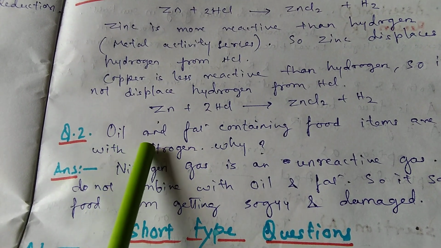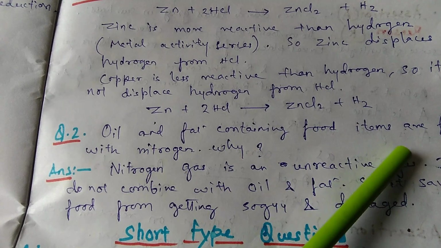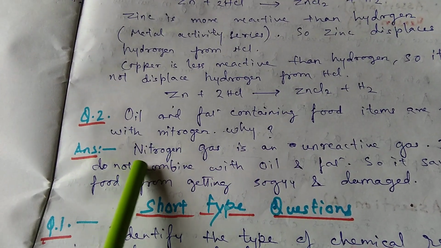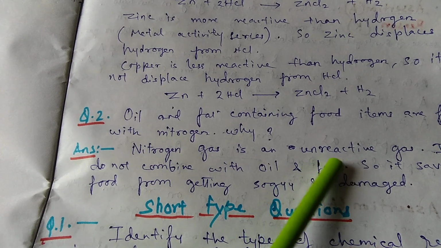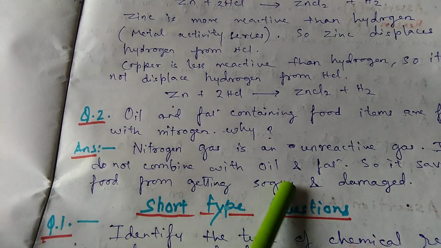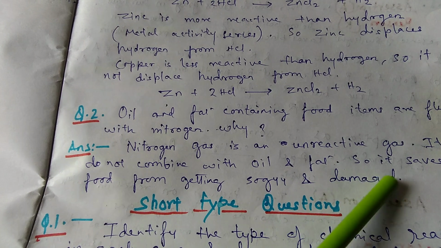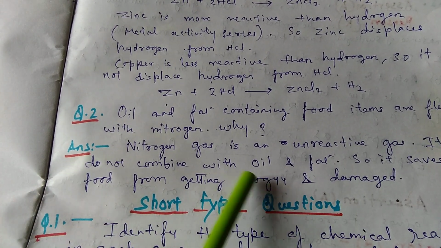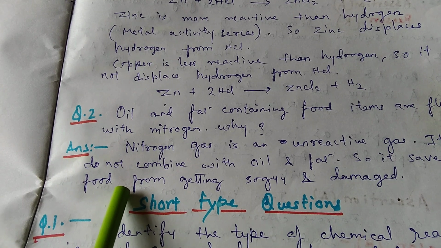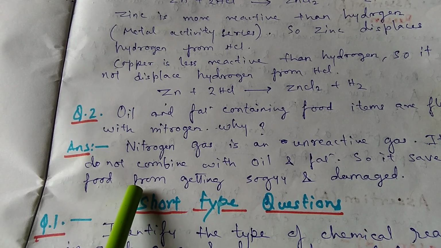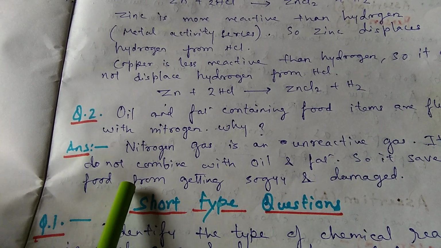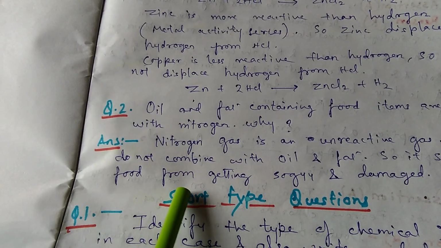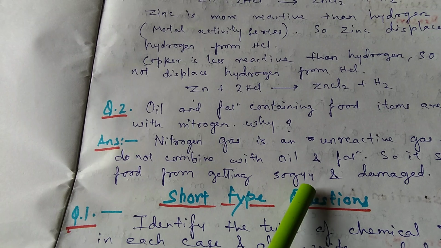Question number 2: oil and fat containing food items are flushed with nitrogen. Why? Because nitrogen gas is an unreactive gas. It does not combine with oil and fat. So it saves the food from getting soggy and damaged. We have seen that potato chips packets are filled with a gas, that is nitrogen gas. This is the reason, because nitrogen gas is unreactive. It protects the food from getting soggy and damaged.